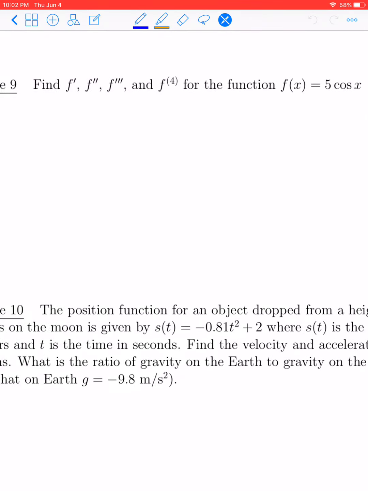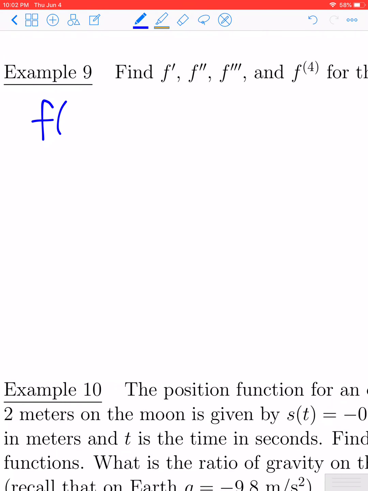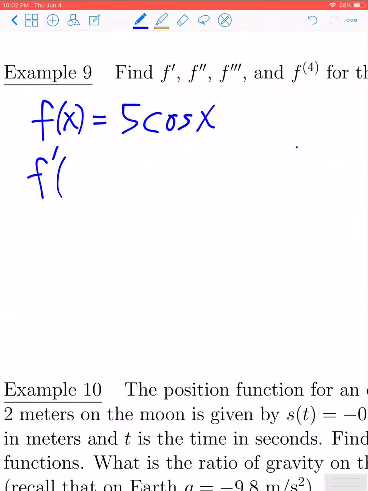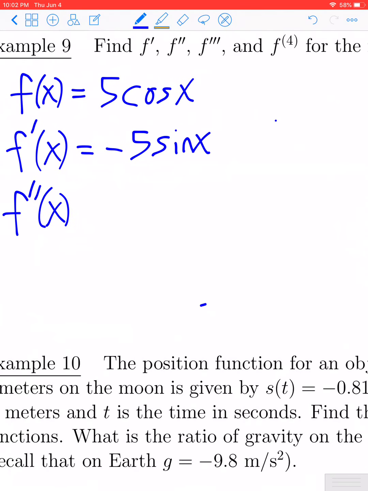In example 9, they ask us to compute the first four derivatives for the function f of x equals 5 cosine of x. So let's go ahead and do that. Starting with f, we have f of x, which is 5 cosine of x. We know from prior how to calculate f prime. F prime of x, the derivative of cosine is going to be negative sine. So we get negative 5 sine of x. To this function, we can take its derivative, which gives us the second derivative. The derivative of sine is cosine, so it's going to be negative 5 times cosine of x.